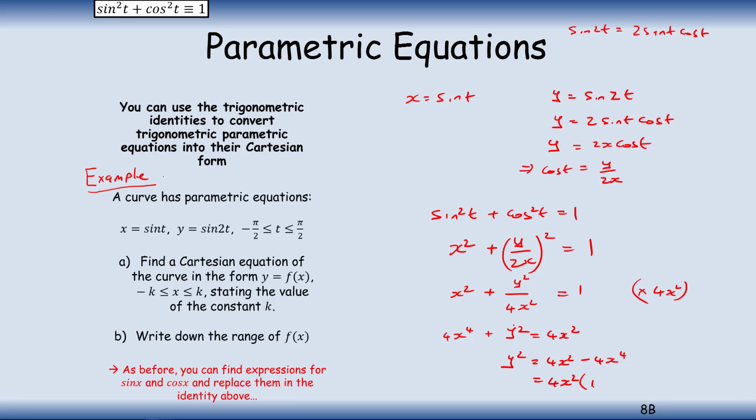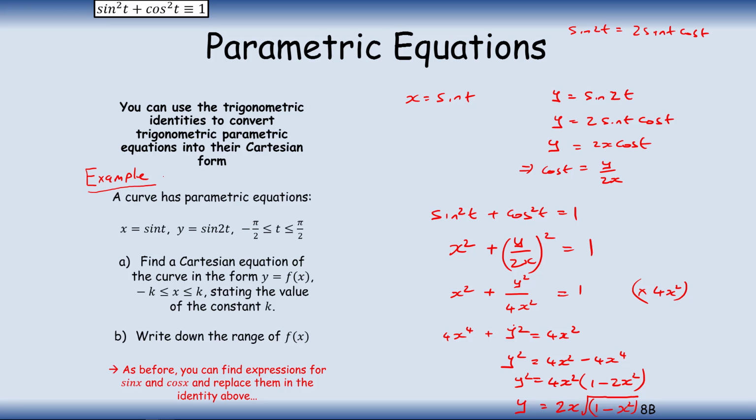4x squared out leaves us with 1 minus 2x squared. That's y squared, which means that just got enough room to write y. Taking square roots of both sides, y is going to be equal to 2x square root of 1 minus x squared.